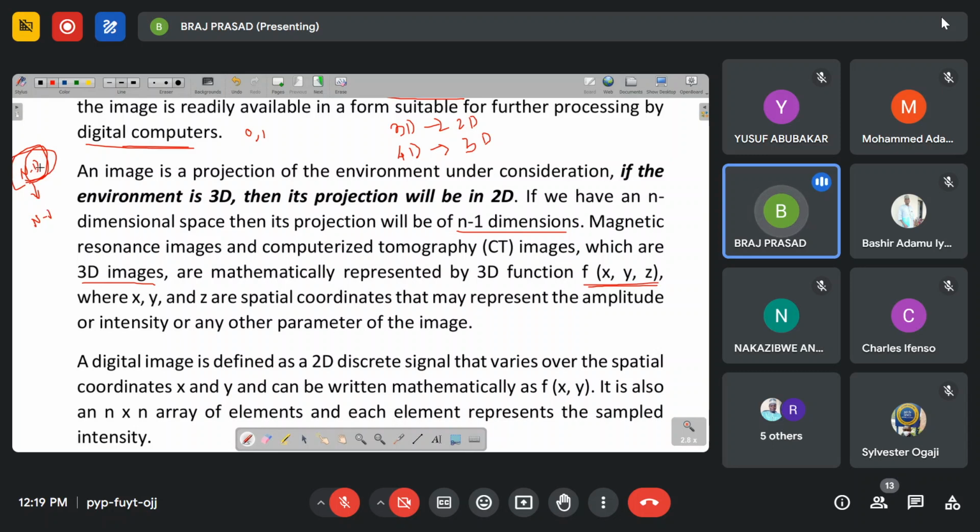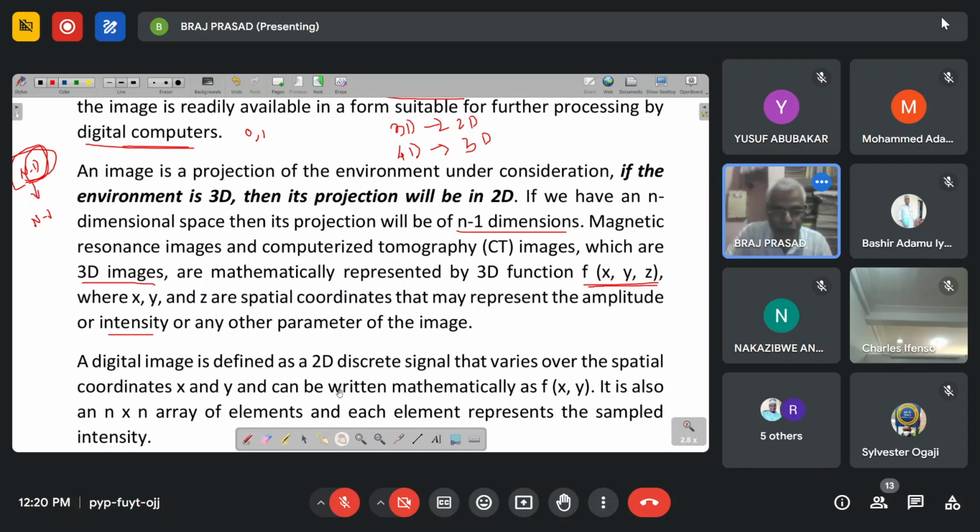If three dimensions x, y, z are taken, then the parameters of this function will be x, y, z, where x, y, and z are spatial coordinates, and the function value may represent the amplitude or intensity of any other parameter of the image. We will see what is the meaning of this intensity after some pages.